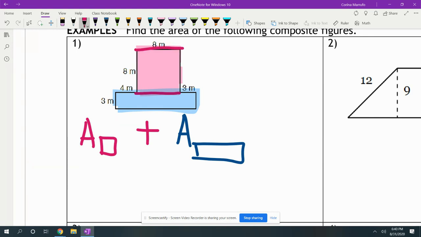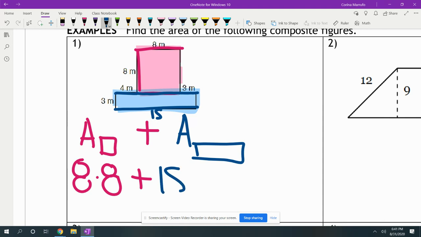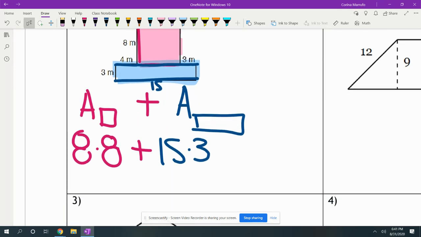So for this square, our base and our height are 8. So 8 times 8. Plus, now the area of the rectangle. Our base, we do not know what it is, but if we use the information we have, 4 plus 8 is 12, plus this little piece is 3, so that makes the base 15. So for the area of the rectangle, we're going to do 15 times 3. And we go ahead and plug this in our calculator. So we do 8 times 8 plus 15 times 3, and that is going to give us 109. So it'll be 109. Our units are meters squared.